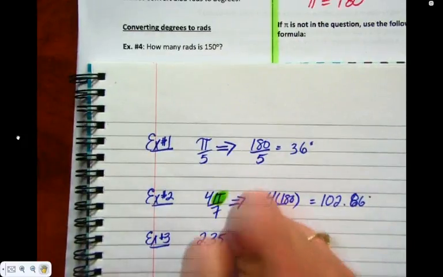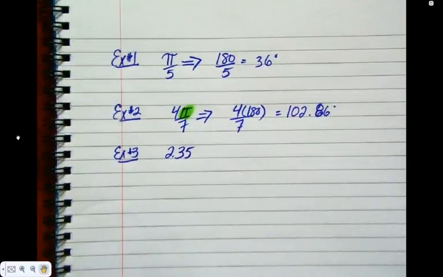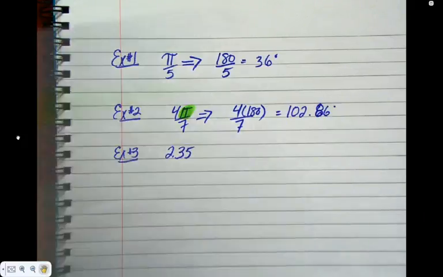2.35 rads. Where is the pi? Does radians have to have pi in it? No, it can be decimal values, and this one happens to be a decimal value. So what do you do if pi is not in the question?